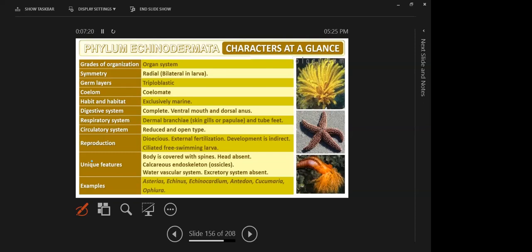First do it for vertebrates. What are the things you need to do? All these grades of level of organization, symmetry, germ layers, coelomate, habitat, digestive, respiratory, circulation, transportation, reproduction, and unique features, and the terminologies, along with the examples as per NCERT. If at all a scientific name is given, you have to mention that also. Okay, thank you all of you.